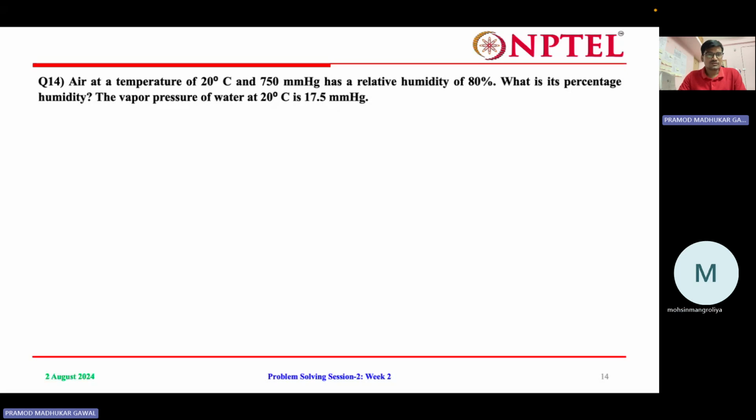Okay. Question 14 statement: the air at temperature 20 degrees Celsius and 750 mmHg total pressure has a relative humidity of 80%. What is the percentage humidity? The vapor pressure of water at 20 degrees Celsius is 17.5 mmHg. You can try to solve it and tell me the answer.